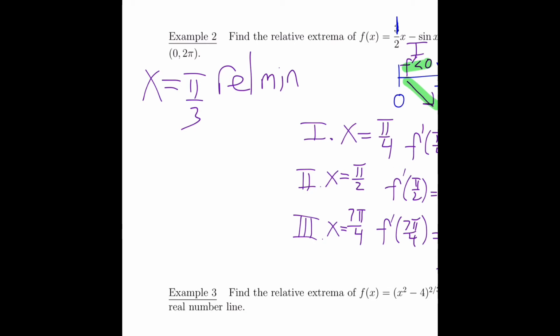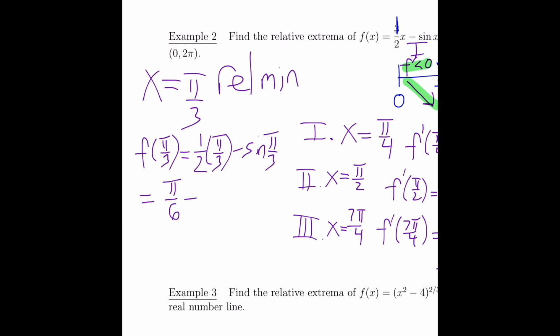Let's go ahead and do that. If x equals pi over 3, then f of pi over 3 would be equal to 1/2 times pi over 3 minus the sine of pi over 3. This is equal to pi over 6 minus the sine of pi over 3, which is radical 3 over 2. If you want to, we can approximate that. Let's plug that into the calculator. We'll take it to, let's say, 2 places.